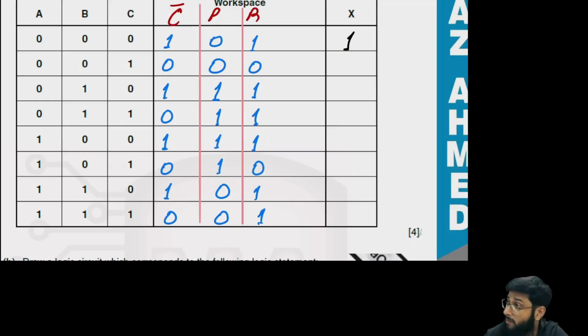For 0 1, it will be a 1. Okay, I don't know why it doesn't support a green color. Let me do it with a different shade for you guys. Okay, now this one could be fine. So for 0 1 it will be a 1.